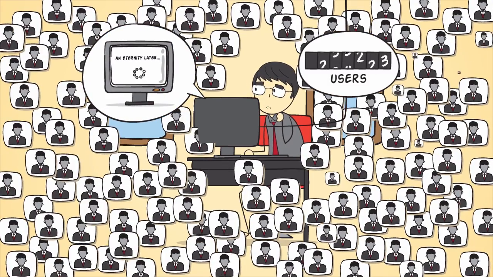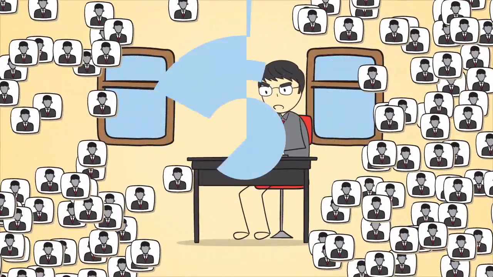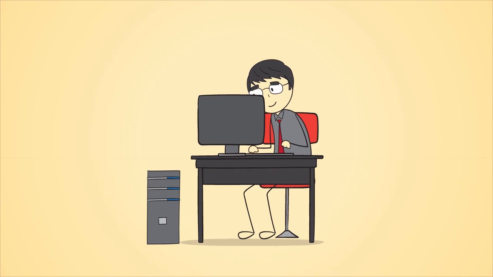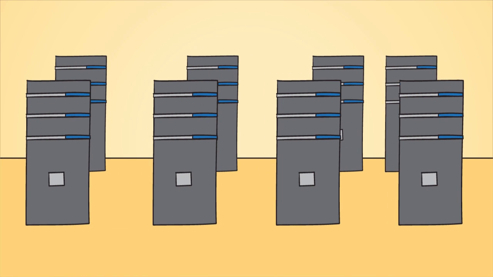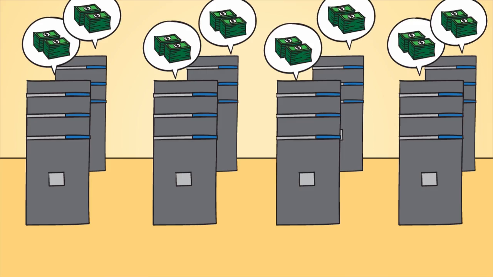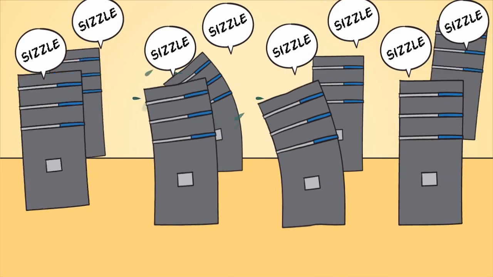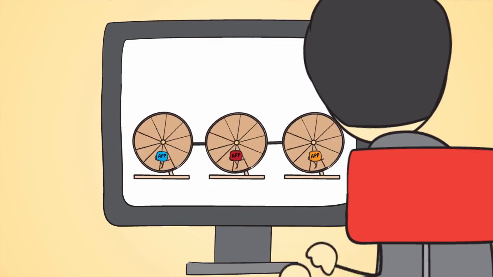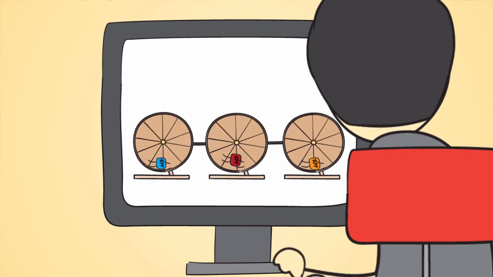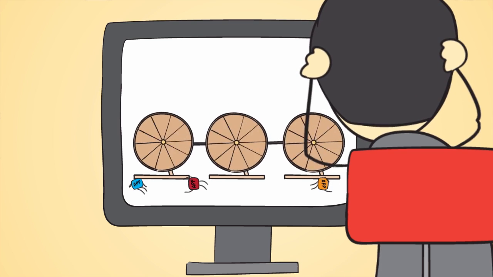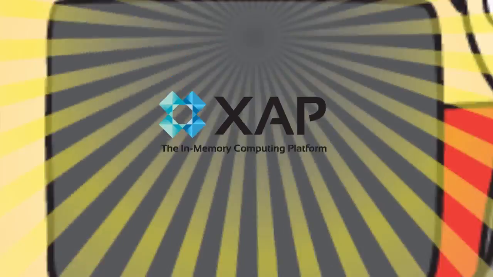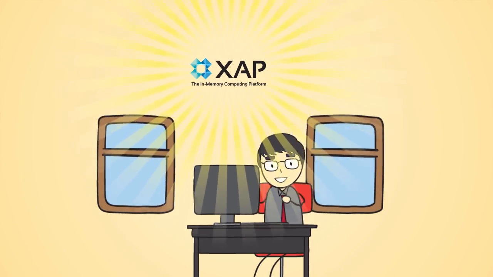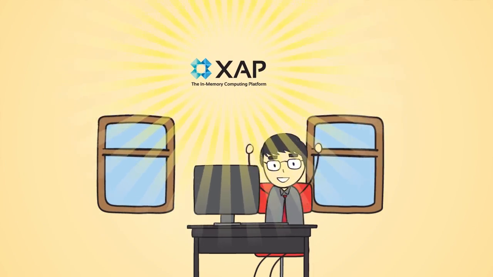How about hundreds of thousands? Or millions? Oh, I got it. Just add more machines, more data, and a lot more money. Only to find out that your infrastructure can't keep up with the demand. Your business processes are slowing down, and you have to go back to the drawing board to figure out how to solve this bottleneck. Or you can use XAP, an in-memory RAM-based software platform for business agility and app performance.